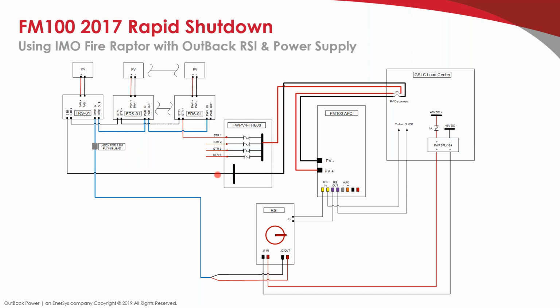You have the same combiner requirement here. And in this case, the one difference here is you don't require the 24-volt relay because the RSI has the J3 pins built in here on its circuit board that feed the FM100 and tell the FM100 to de-energize in the case of a rapid shutdown event. So when this switch is turned off, these will open the circuit, thereby de-energizing the FM100 and any other FM100s that are daisy chained, or optionally de-energizing the inverter if that's required by your jurisdiction.